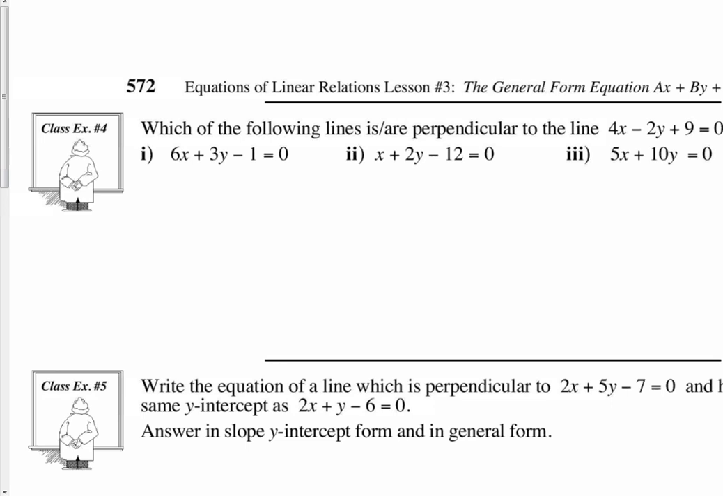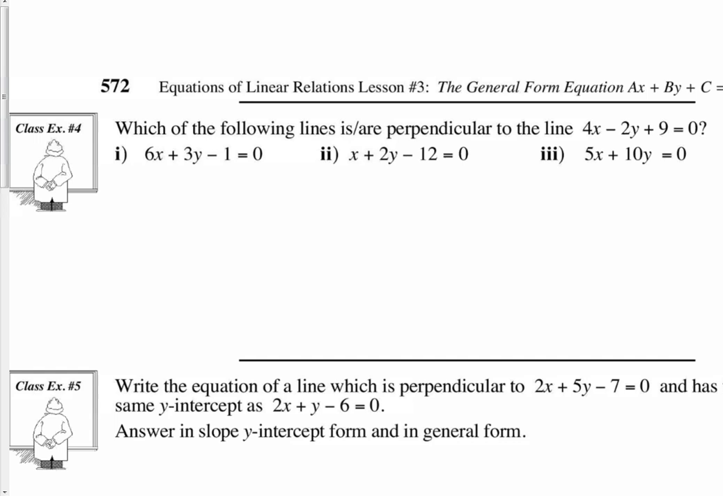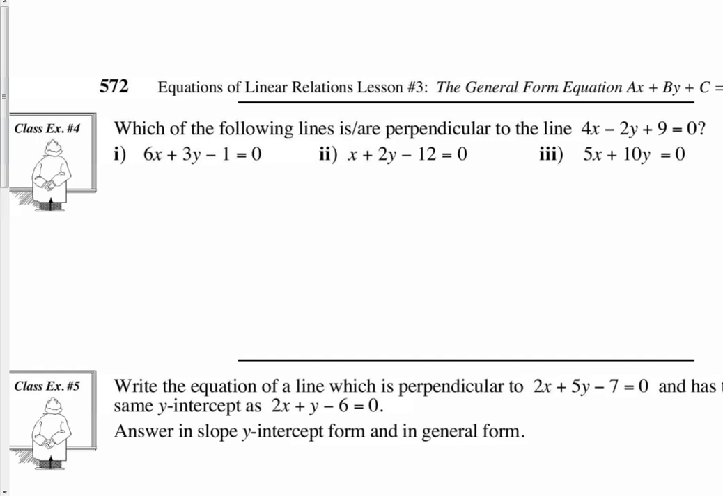Okay, these are long. I want to do 5 for sure. What would you do in number 4? Let's talk through it. It says, which of the following lines are perpendicular to the line 4x minus 2y plus 9 equals 0? Yeah, Dustin? Okay, so how do you find the slopes of all these lines? You have to get it in what form? Y equals mx plus b.